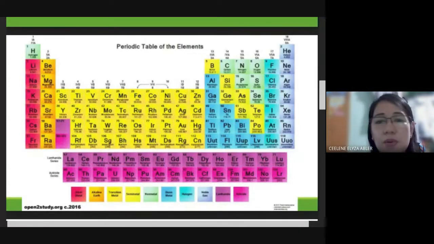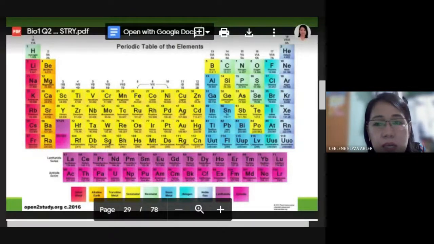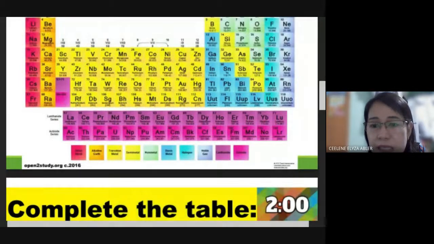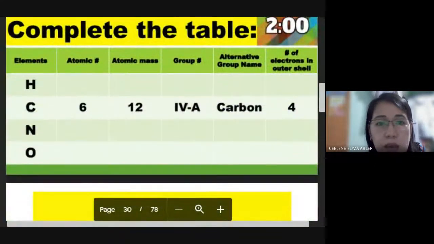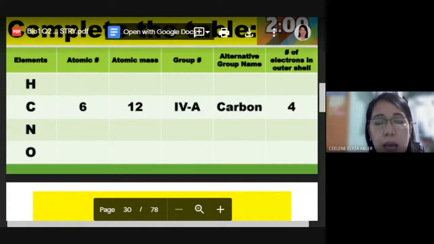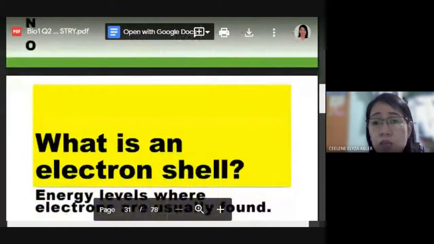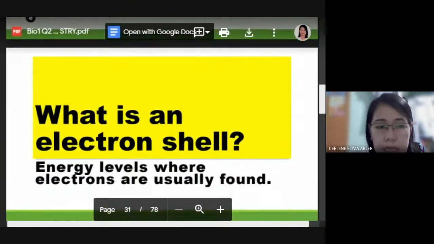Alright? So, may part din dyan sa inyong tables that you actually have to use the old na group notation. Okay? So, you have the alternative group name, the number of electrons in the outer shell. So, that's part of your activity. You can fill that up in your module. Pwede nyo naman kasing sulatan ang inyong module na iyan.